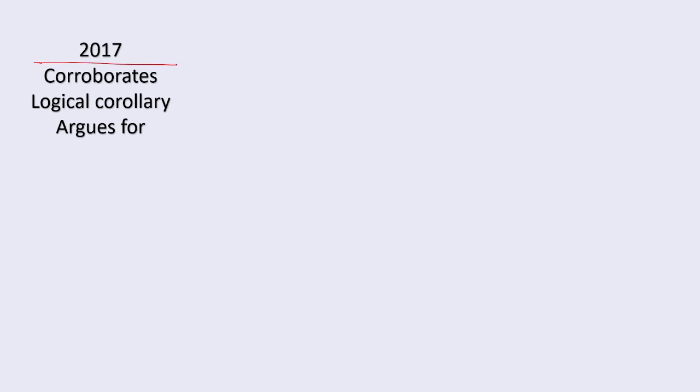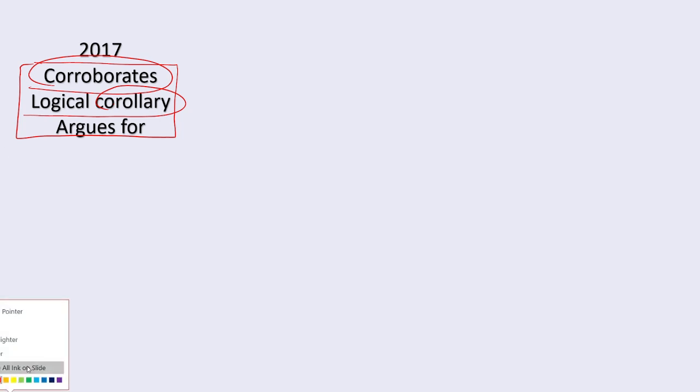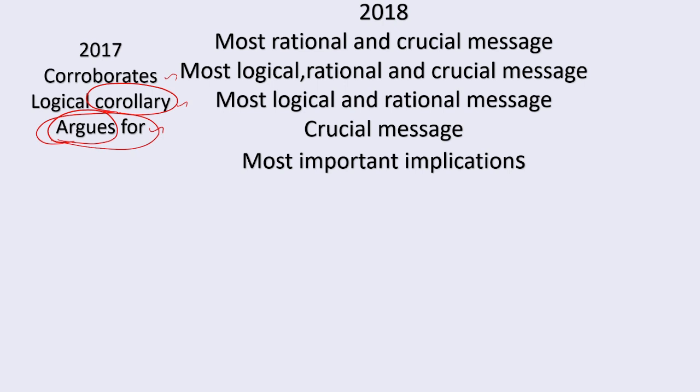For the CSAT, or sorry, reading comprehension, these are the words they are asking: corroborates, logical corollary. I will make it separately, because I cannot fit everything in the same video. Corroborate, go check yourself today. Do this as homework, a civil services homework. What does corroborates mean? Corollary? Argues for? This was the kind of words which was used in 2017. What did they do in 2018?